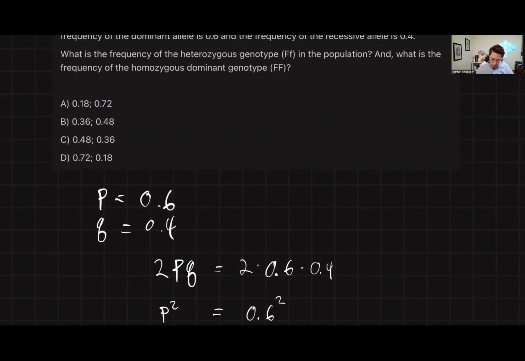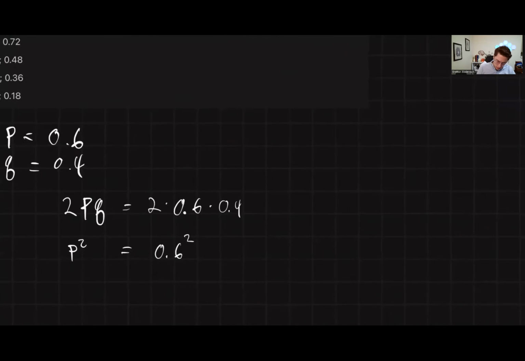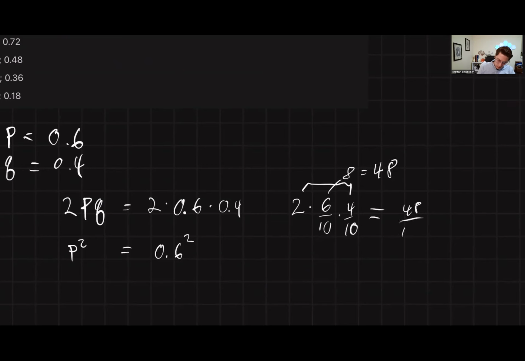Again, we want to rewrite this in fraction notation. So we'll say 2 times 6 over 10 times 4 over 10. If we solve this, let's do the 2 times 4. So this gives us 8. 8 times 6 is equal to 48. So we can say 48 over 100, which is equal to 0.48.